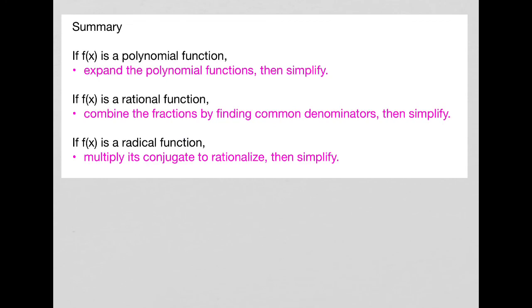So now let's make a summary. Case 1. If f(x) is a polynomial function like example 1, then we expand the polynomial function, and then we simplify. Case 2, just like example 2, if f(x) is a rational function, which is a fraction, then we combine the fraction by finding the common denominator, and then we simplify. Case 3, if the function given is a radical function, that means there's a square root, then we multiply by its conjugate to rationalize, and then we simplify.